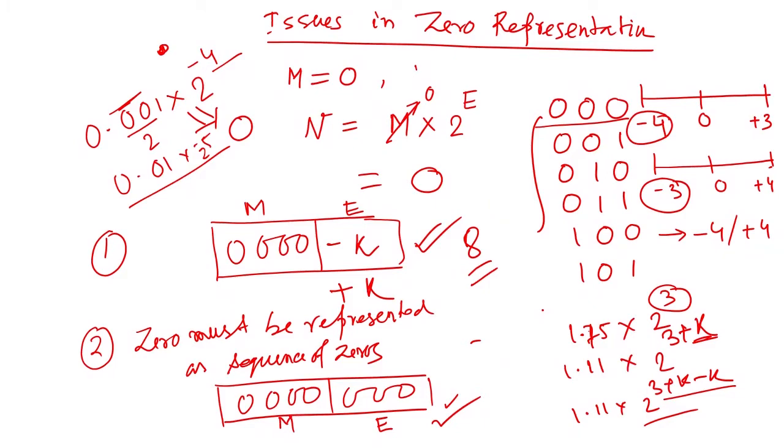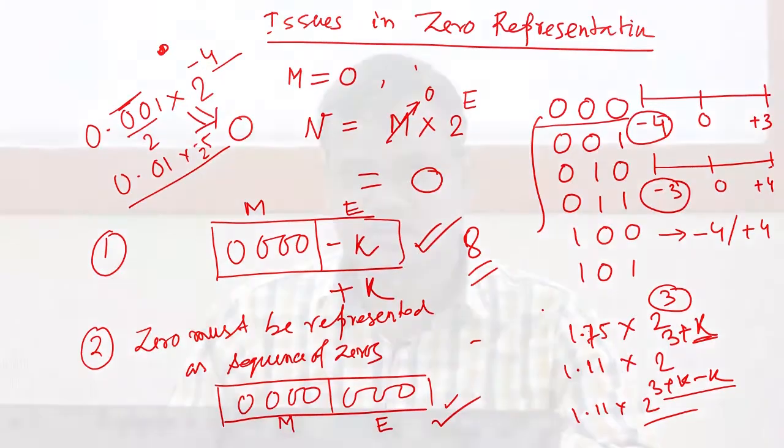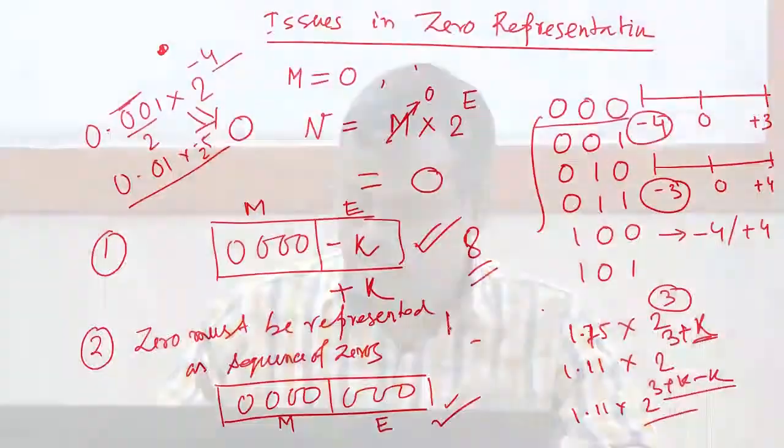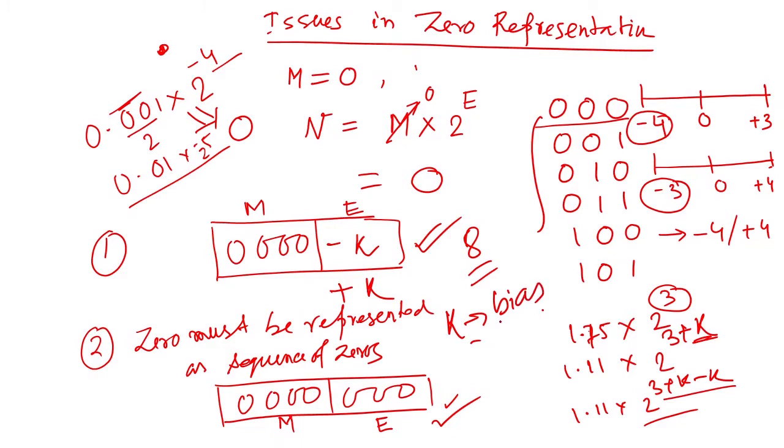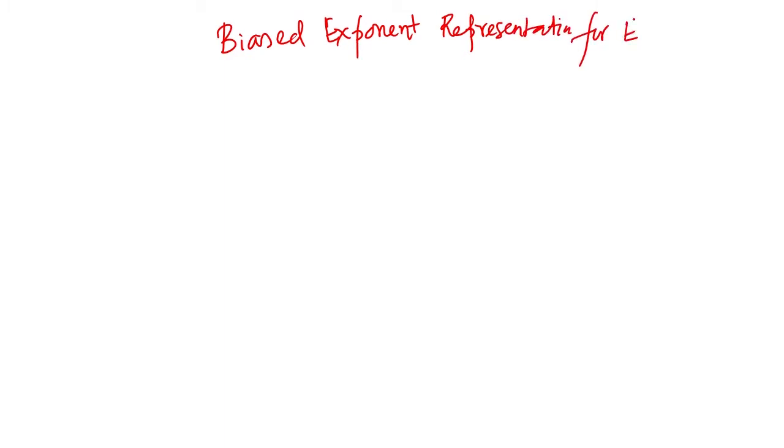So, whatever value we are representing in this way is the excess k representation. This representation is called the excess k code, where k is nothing but the highest representable number, and this value k is called the bias. This entire representation is called the bias exponent representation for exponent.